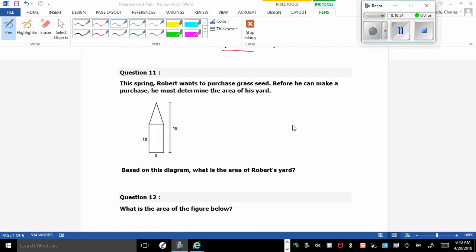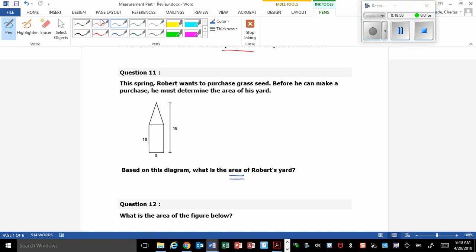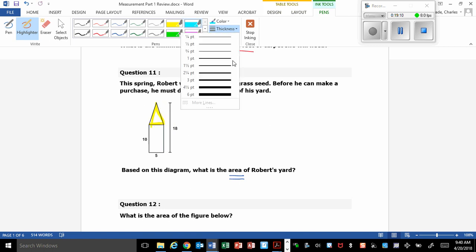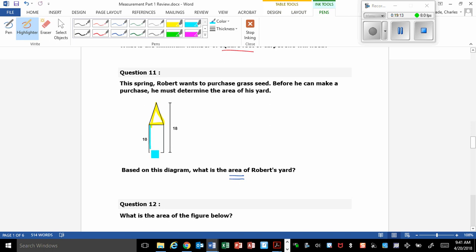All right, question 11. This spring, Robert wants to purchase grass seed. Before he can make a purchase, he must determine the area of his yard. Now, it looks like a pencil or maybe a house or a rocket ship. I guess that's his yard. So they've sectioned it off in 2 different shapes, this triangle and this rectangle. Again, we know that it's an area question. All right, so we've got this triangle, and we've got this rectangle.